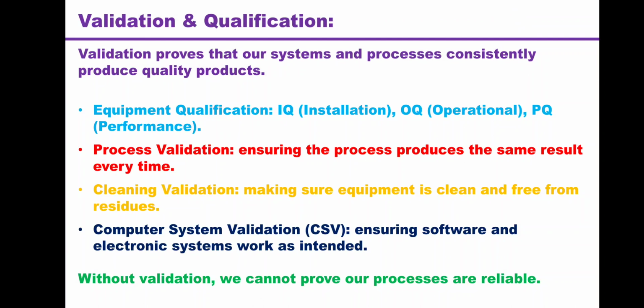Next one is cleaning validation. It makes sure equipment is clean and free from residues. It is a very important type of validation to avoid cross contamination. Next one is computer system validation. It ensures software and electronic systems work as intended. Without validation, we cannot prove our processes are reliable.